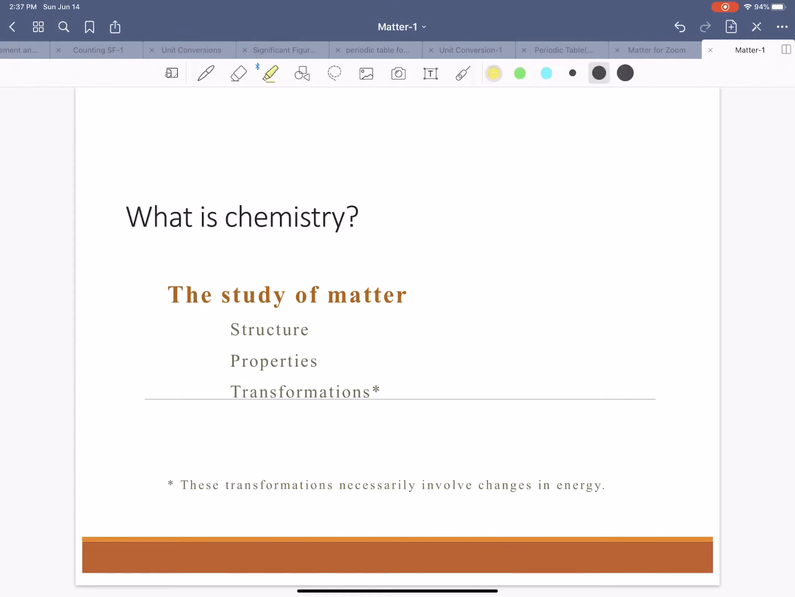Chemistry is the study of matter, its structure, properties, and transformations. And transformations is just a fancy way of saying changes. These transformations or changes involve changes in energy.